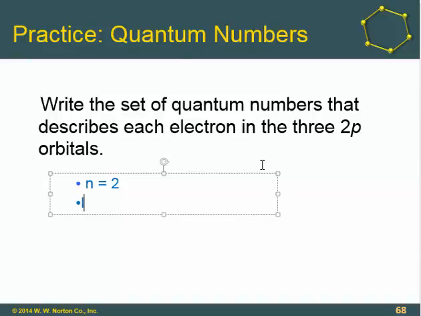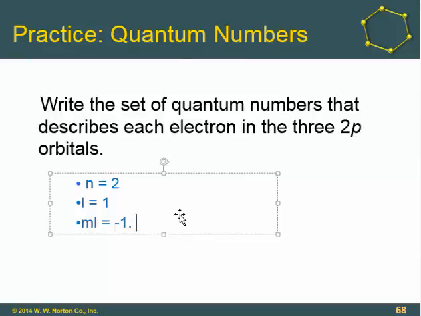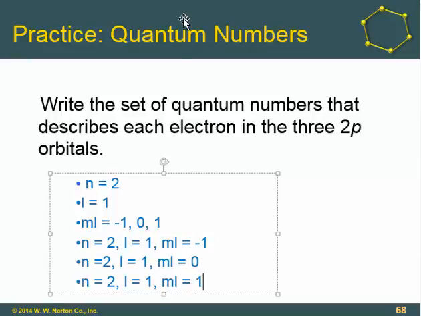Also, our L value is going to be equal to 1, because if we have a p subshell, that means that our L value is 1. Now, let's look at what our ML values are going to be. If L equals 1, our ML values are going to be -1, 0, and 1. So let's write this out.